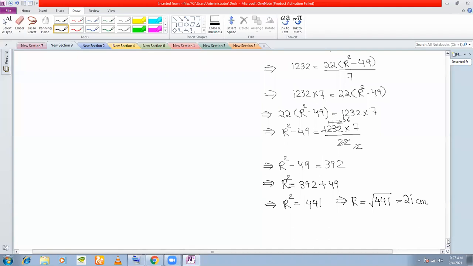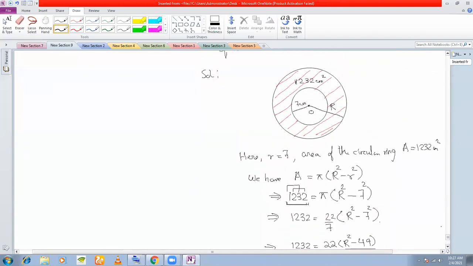Okay, so this was a problem where the area of the circular ring was given and one of the radius was unknown. Here in this case the outer radius was unknown and the inner radius was given. Sometimes you can have the outer radius given to you, and you can find out the inner radius in the same manner. Okay, so that is area of circular ring.